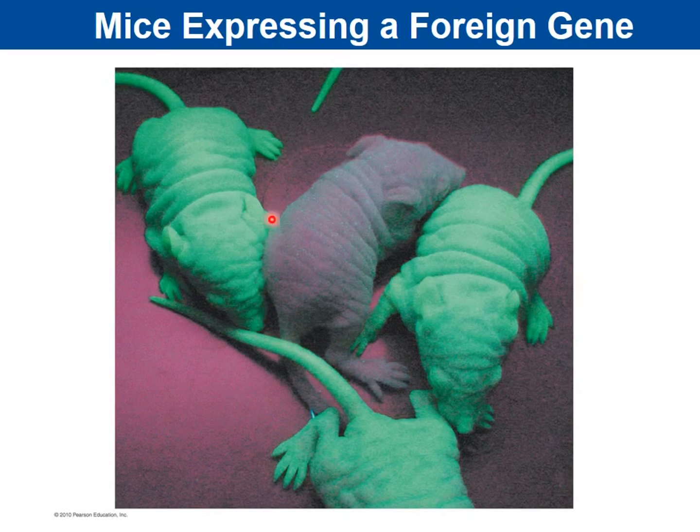This little mouse here is a mouse that doesn't have the GFP gene, and you can see he's not glowing green. So this shows you that this is in fact due to the fact that they have this other animal gene.